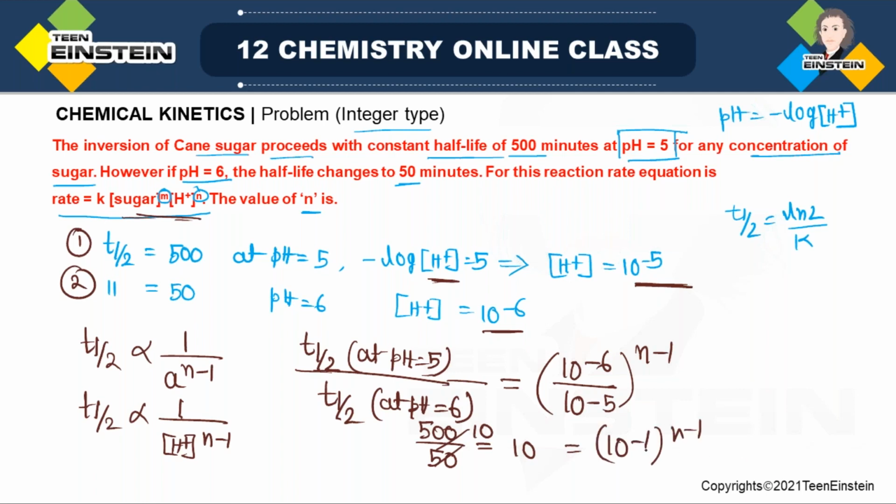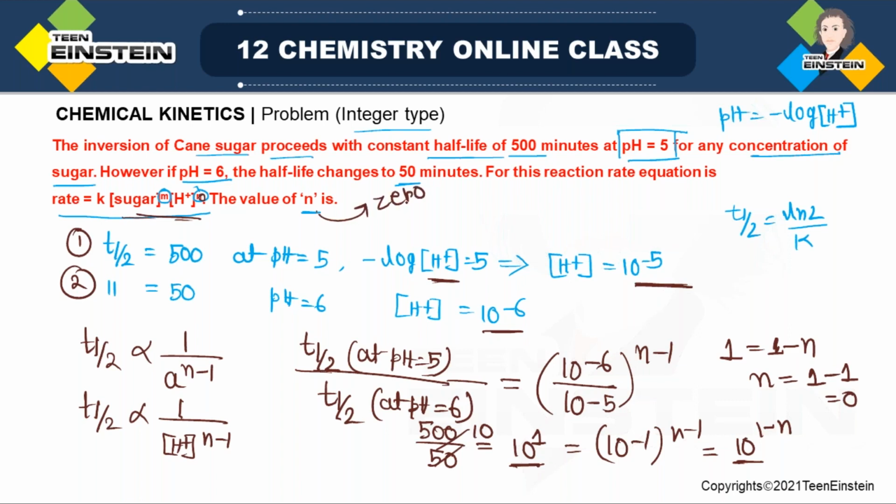Now if we remove this minus sign, it will be 10 to the power 1 minus n. Now compare both sides. On the left hand side we have simply 10, on the right hand side we have 10 to the power 1 minus n. If you compare both sides, basically there is a power 1. So we can say 1 equals 1 minus n, that means the value of n is 0. So in the rate expression, with respect to H plus, the order will be 0. So the value of n is 0.